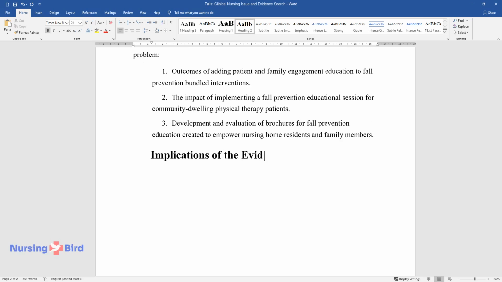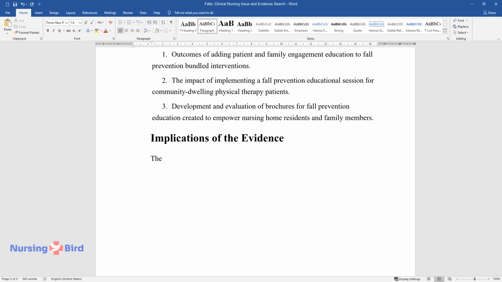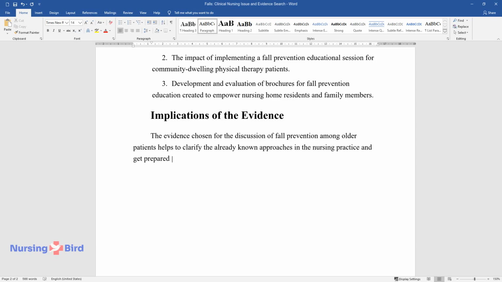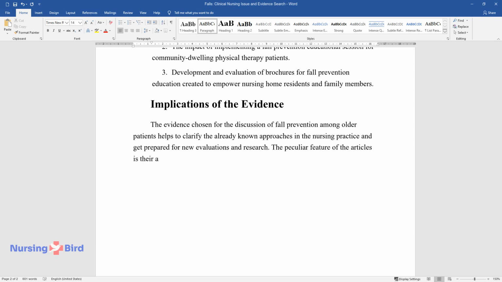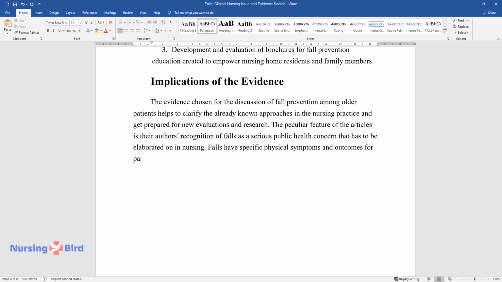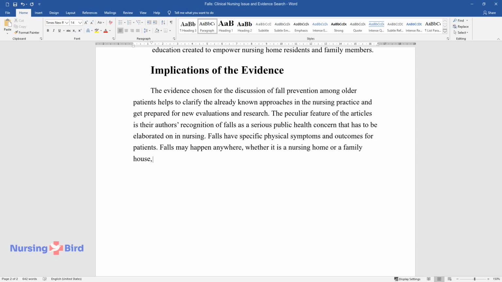Implications of the evidence. The evidence chosen for the discussion of fall prevention among older patients helps to clarify the already known approaches in the nursing practice and get prepared for new evaluations and research. The peculiar feature of the articles is their authors' recognition of falls as a serious public health concern that has to be elaborated on in nursing. Falls have specific physical symptoms and outcomes for patients. Falls may happen anywhere, whether it is a nursing home or a family house. A child or an older person may fall and put his or her life at threat.